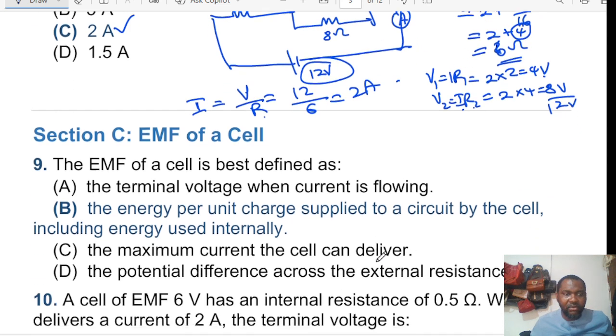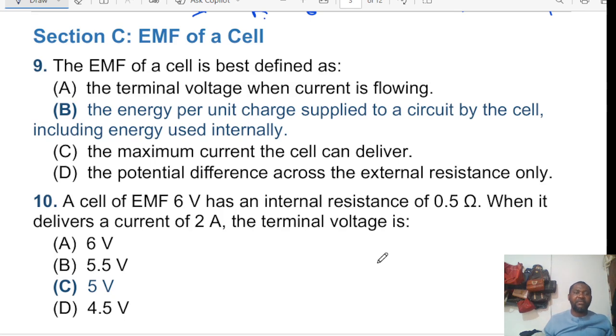And now the next one says the EMF of a cell is best defined as, the answer to this question is B, the energy per unit charge supplied to a circuit by the cell, including energy used internally. But generally, if I should give you a textbook definition, EMF, the full meaning is electromotive force, and it is the driving force, the force that drives electrons, that drives current through the circuit.